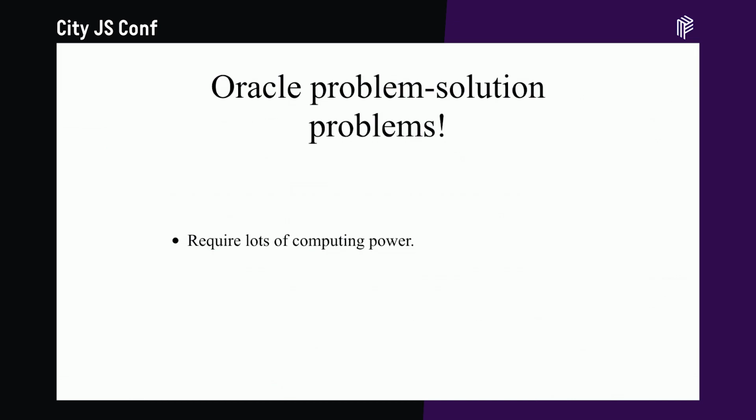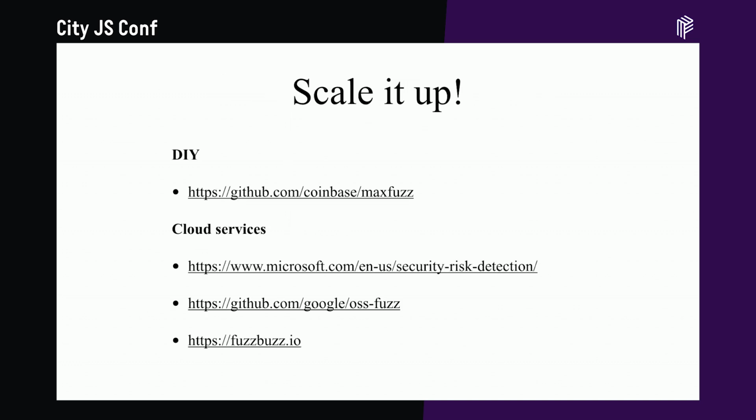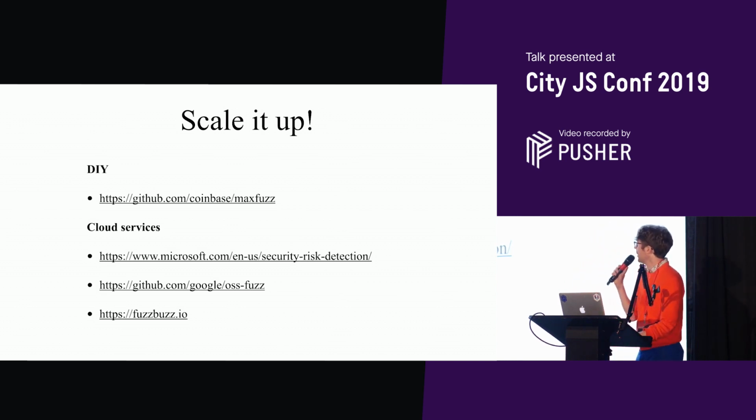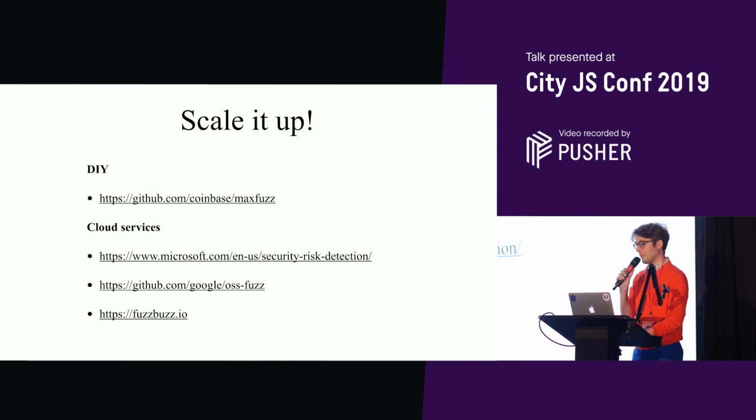Okay, so what are the problems with these Oracle problem solutions? The first one is they need lots of computing power. Well, this isn't so much a problem today as it used to be. And there are various solutions if you really need hardcore computing power. That last one is particularly interesting because they're promising a JavaScript implementation of AFL, but it's a paid service, so I don't know if it's going to be open source. OSS Fuzz is for big open source projects, and there's a currently private service by Microsoft, but there's also some open source stuff you can look at.